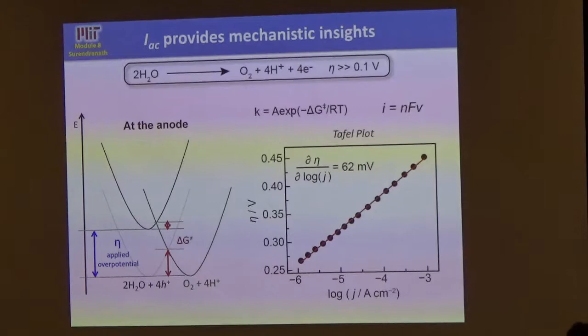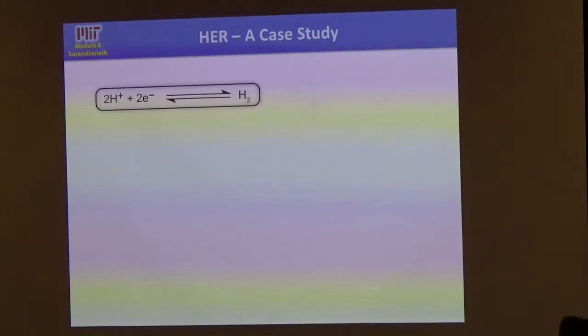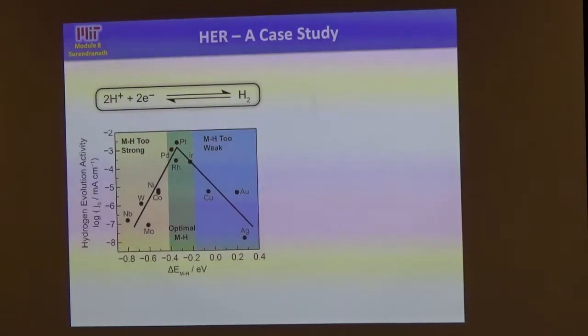Okay, you can extract something out of the slopes of this, and we'll walk through that in detail momentarily. Okay, so let's take a simpler case where we have 2 electrons plus 2 protons going to make H2. In this situation, people have mapped this reaction on a lot of different metals, and they've looked at the exchange current density as a function of the binding energy. But what we want to really understand is what are the mechanisms by which this reaction could occur.